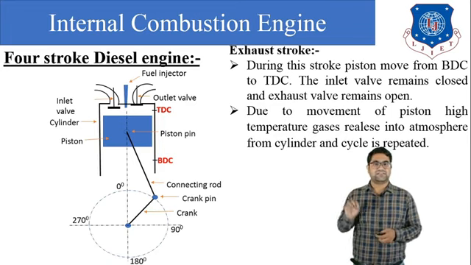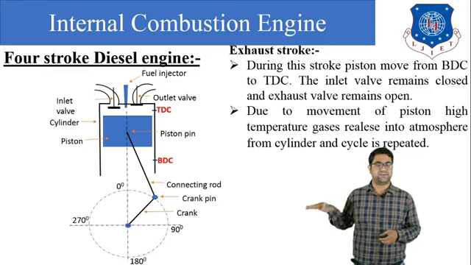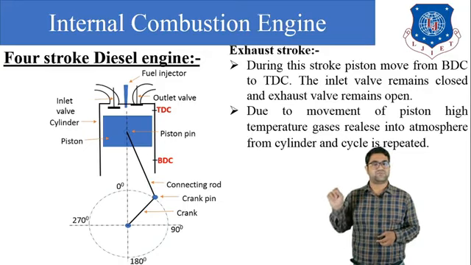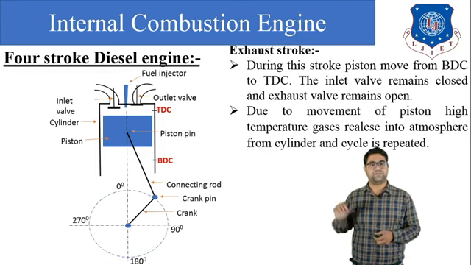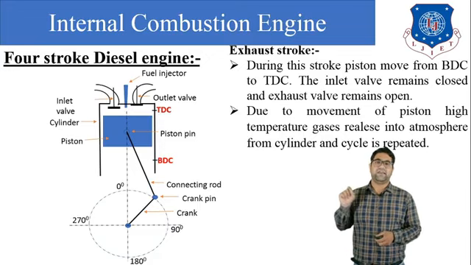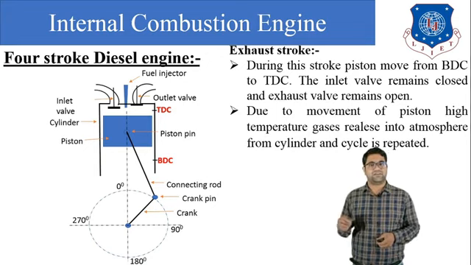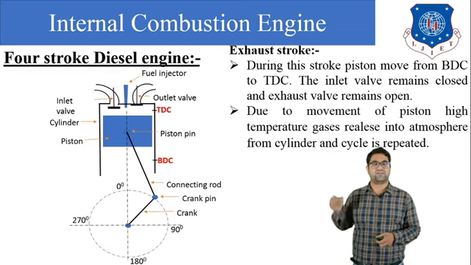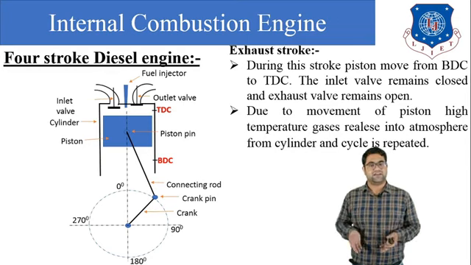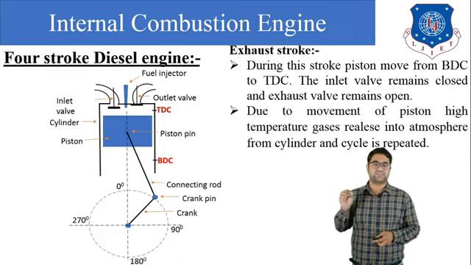In the suction stroke, fresh air comes into the cylinder, the piston moves from top dead center to bottom dead center, and the crank moves from 0 to 180. In the compression stroke, both valves are closed and the piston moves from bottom dead center to top dead center. The temperature and pressure of the air are raised due to this compression, and the crank rotates from 180 to 0. After that, the diesel comes from the fuel injector, and when the diesel particles come into contact with the air, they start to ignite. So the combustion process starts.